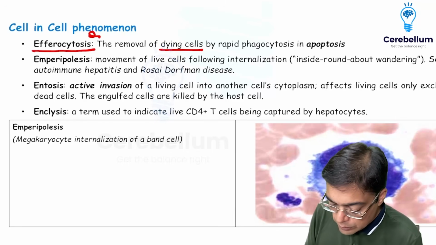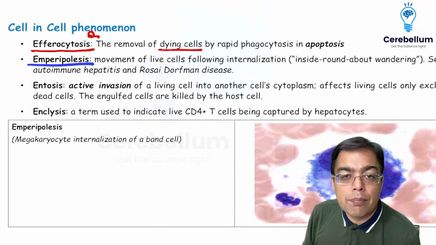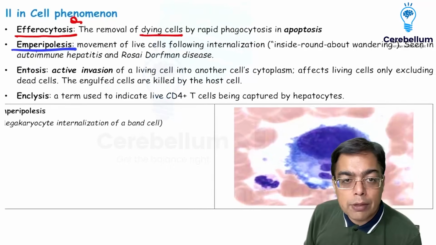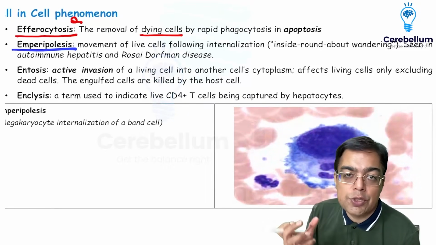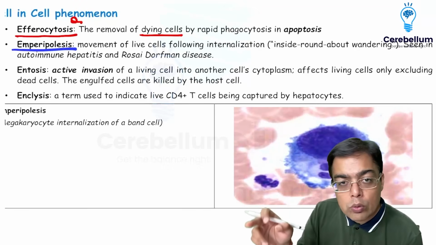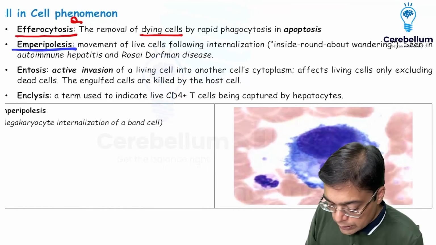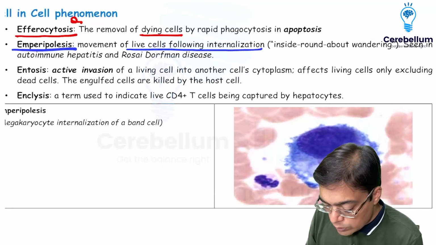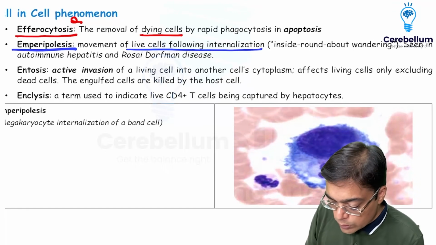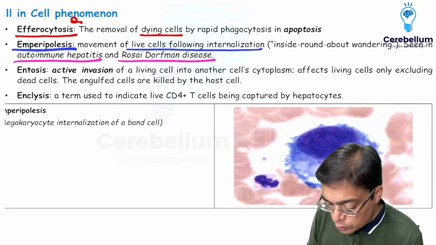That's what I want you to remember. The second example of cell within cell phenomena is given the name of emperipolysis. In case of emperipolysis, I just want you to remember a fact that there is going to be internalization of the cell. A live cell would go inside another cell. It will roam around or wander around the bigger cell and then come out safely. So this is going to be a live cell which is going to be moving around after internalization, and this is what is associated with the conditions like autoimmune hepatitis and Rosai-Dorfman disease.